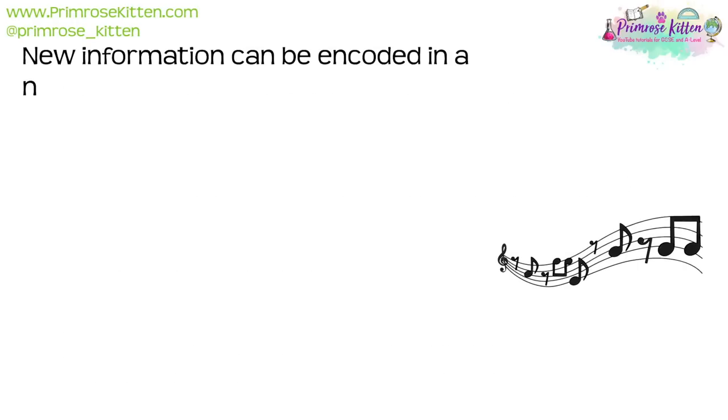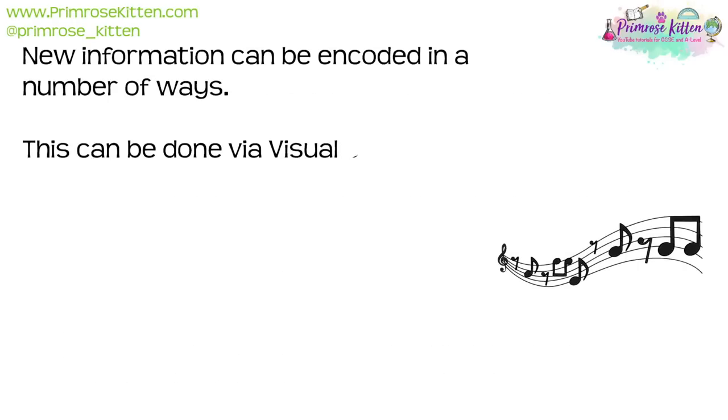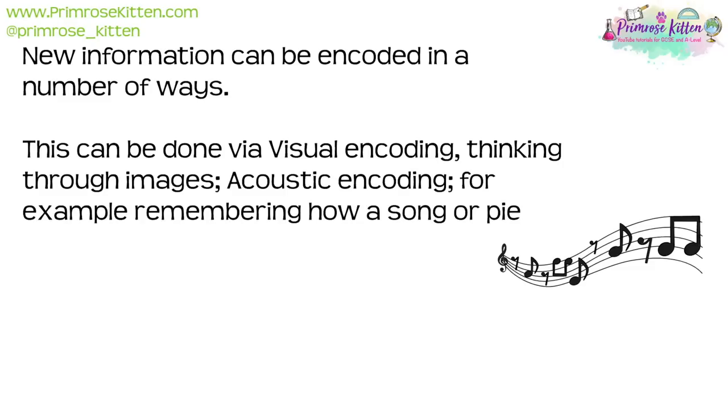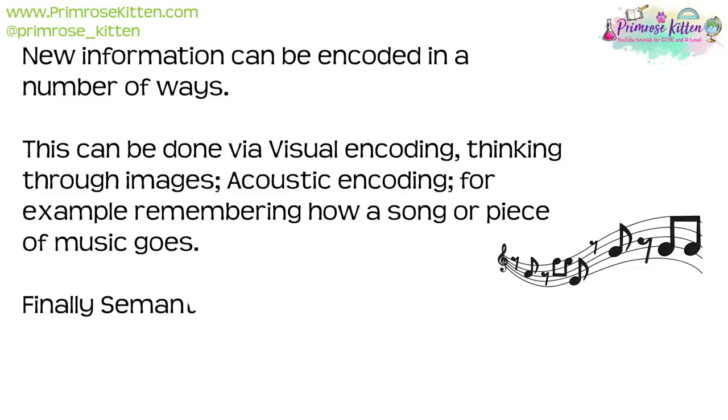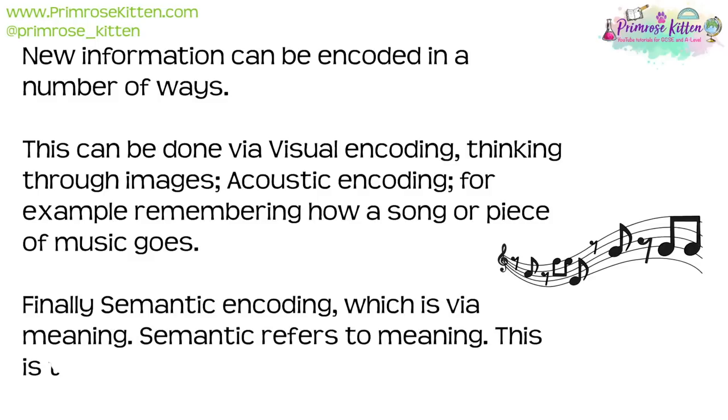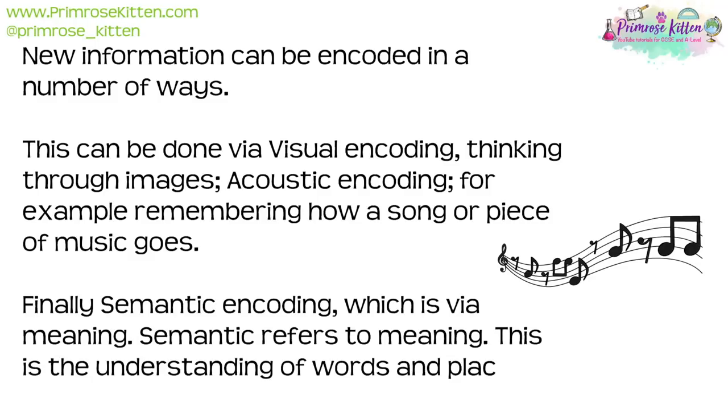New information can be encoded in a number of ways. This can be done via visual encoding, thinking through images, acoustic encoding, for example, remembering how a song or a piece of music goes, and finally, semantic encoding, which is via meaning. The word semantic refers to meaning. This is the understanding of words and placing them in a sentence.